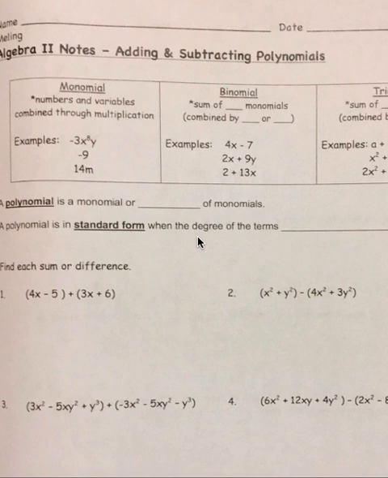Our lesson today is talking about adding and subtracting polynomials. So first we need to do a few definitions. A monomial is numbers and variables combined through multiplication. So you can see negative 3x to the 8th y, negative 9, and 14m are all monomials.